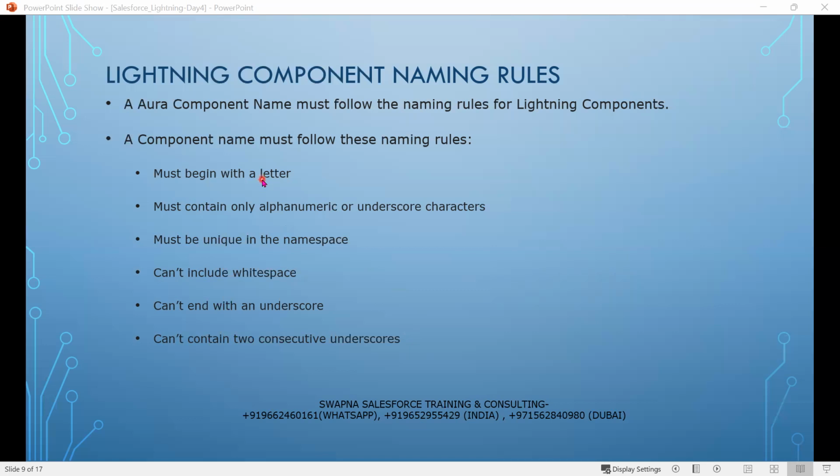So an Aura component name must begin with a letter, it should be alphanumeric or underscore characters, and it must be unique in the namespace. What should not be there? There should not be any white space, there should not be any underscore at the end of the name, and there should not be any consecutive underscores.